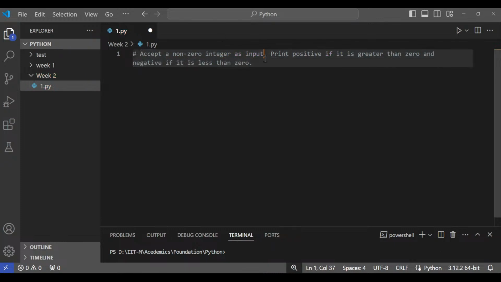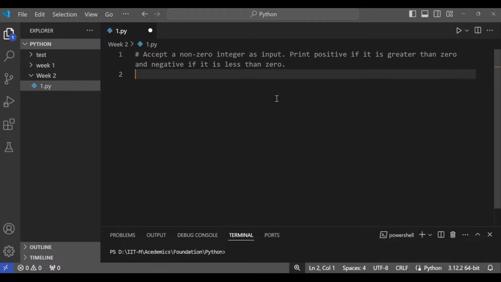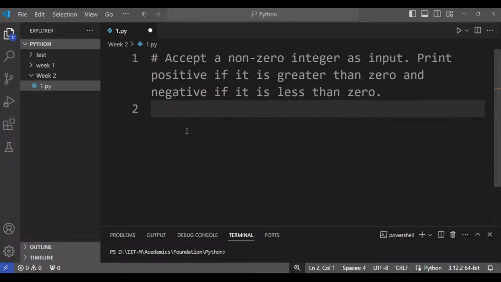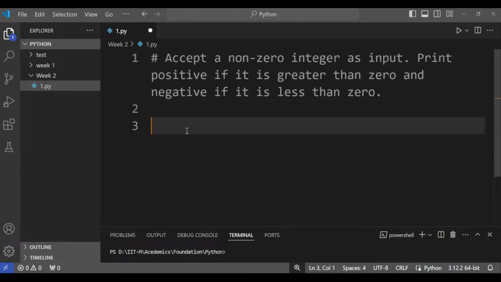Accept a non-zero integer as input, print positive if it's greater than 0 and negative if it is lesser than 0. Okay, let me zoom out a little bit. So we need to accept a non-zero integer as input, print positive if it is greater than 0 and negative if it is less than 0. So, a simple if-else statement. So let's start.